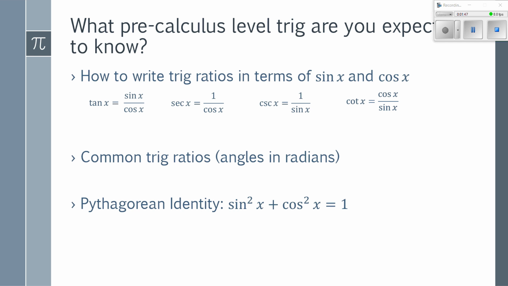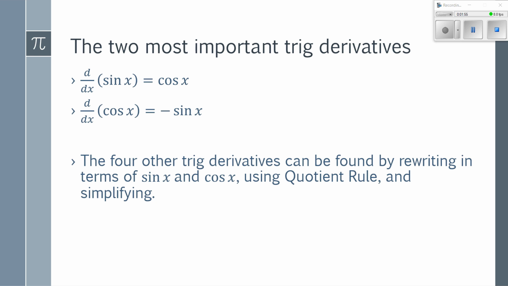In terms of what we're doing, the two most important trig derivatives are the derivative of sine and the derivative of cosine. And this is because any other trig ratio we can write in terms of sine and cosine and then use the quotient rule to evaluate it. When we are face-to-face, I will talk more about why the derivative of sine is cosine and why the derivative of cosine is negative sine. Those are just kind of difficult to talk through in a video.